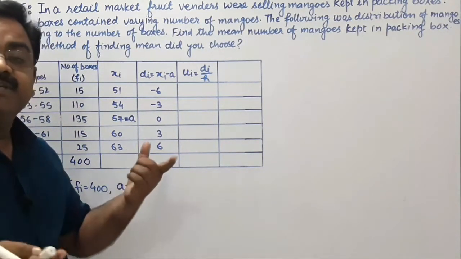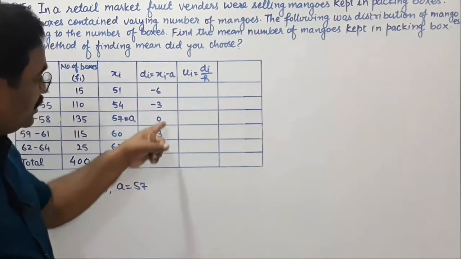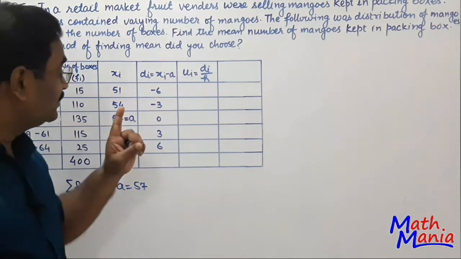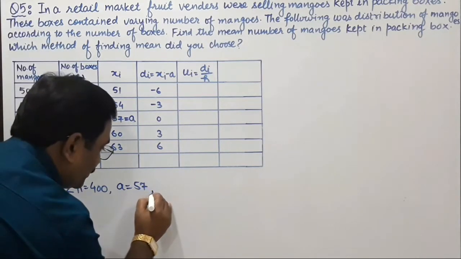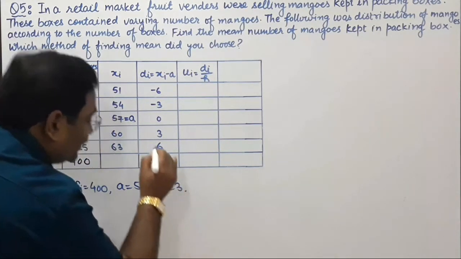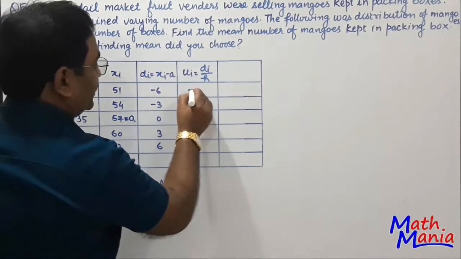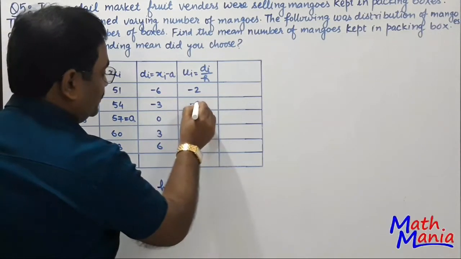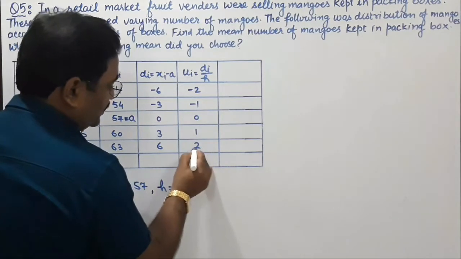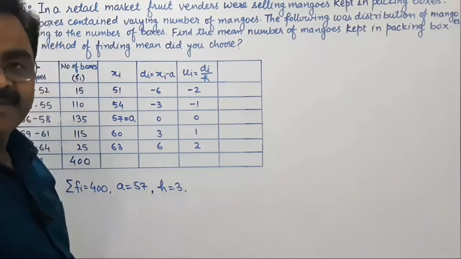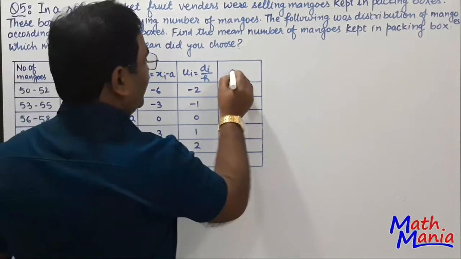Now the question arises, what will h be? So these all numbers are divisible by 3, so we can take h equal to 3. Let's divide everything by 3. Minus 6 divided by 3 is minus 2, then minus 1, 0, 1 and 2. Right friends, afterwards we have to find the value of fi into ui.